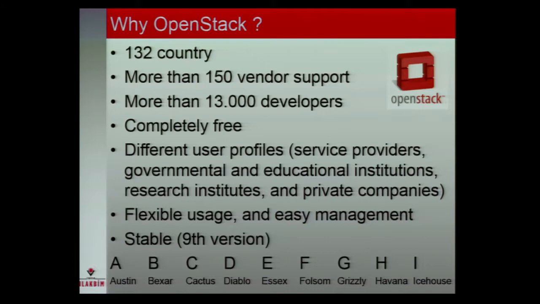So why do we use OpenStack? Because it's used in more than 132 countries all around the world, has more than 150 vendors supporting it, more than 13,000 developers, and it's completely free. It has different user profiles, including service providers, governmental and educational institutions, research institutes, and private companies. It has flexible usage and easy management, and I think it's stable enough. Last month, it released the 9th version, and the next version will be Juno, with J.